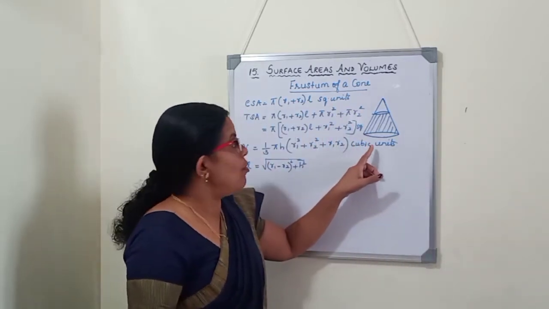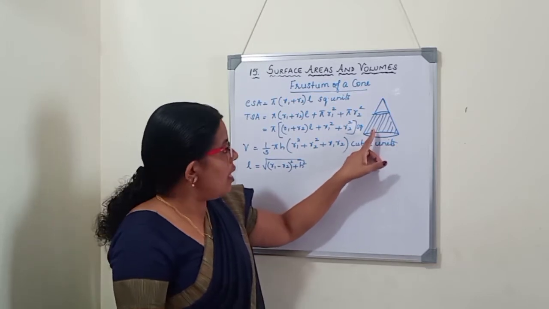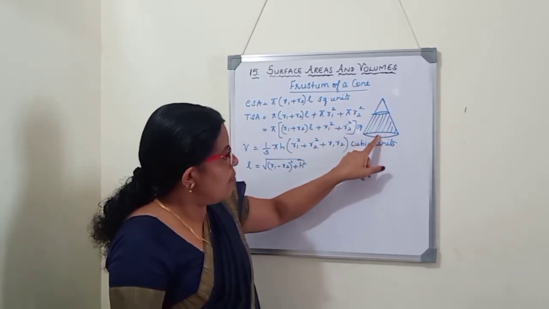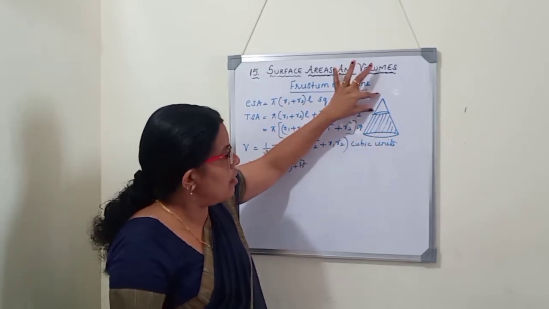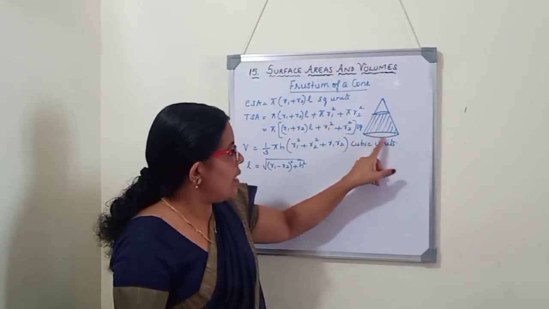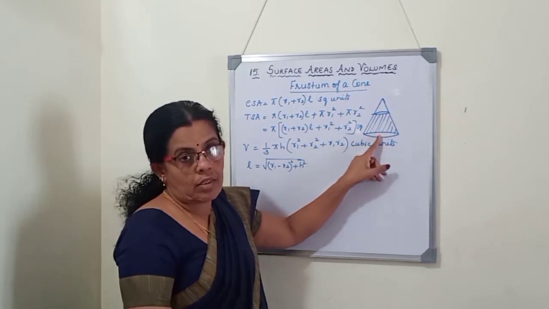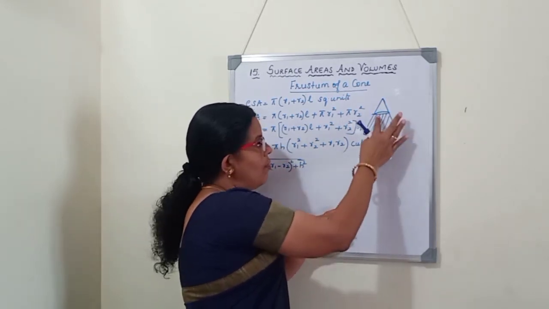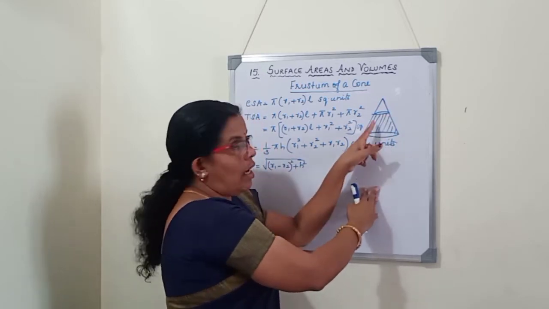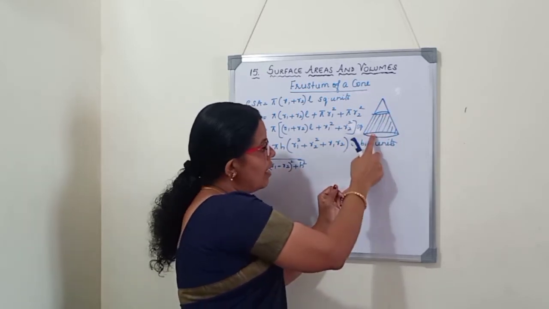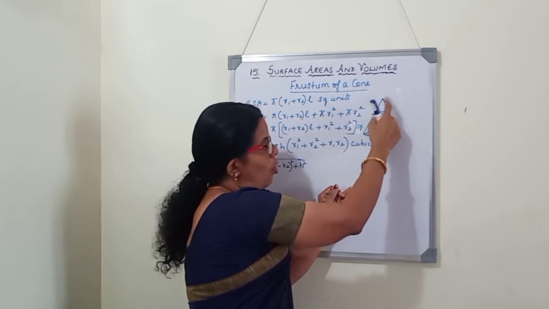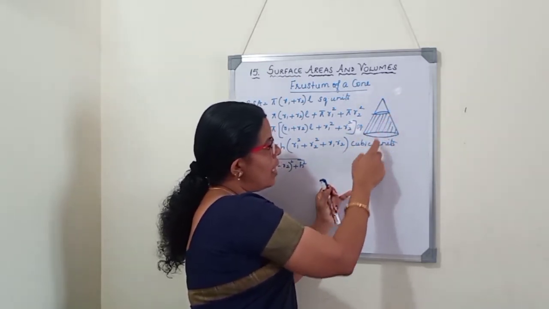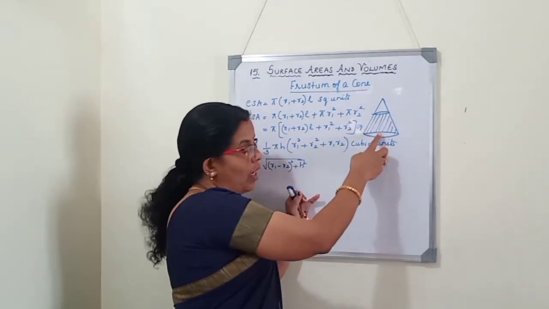What is frustum of a cone? If we cut or slice with a plane parallel to its base and remove the top part of the cone, what we are getting, the remaining part, is called frustum of a cone. This top part is also a cone that we remove. The remaining part of the cone is called frustum of a cone.